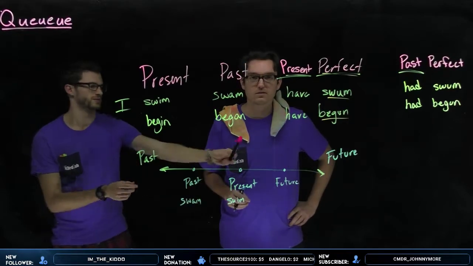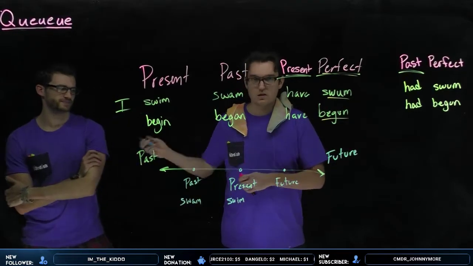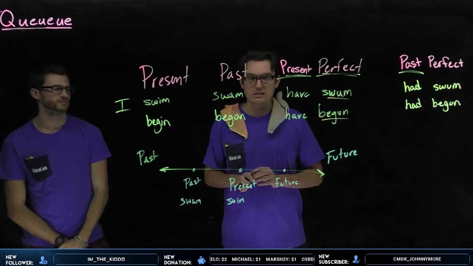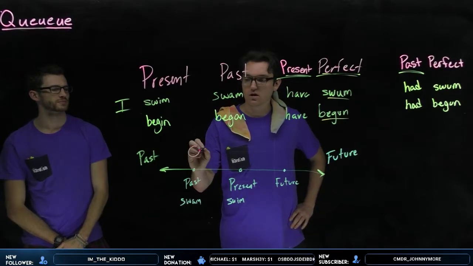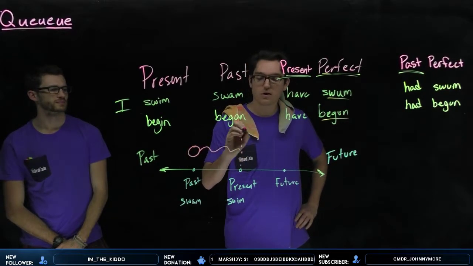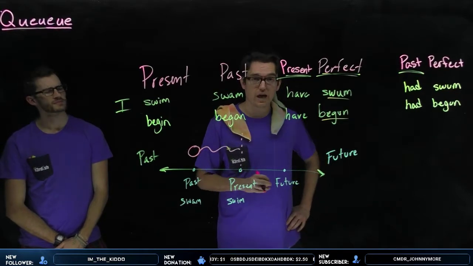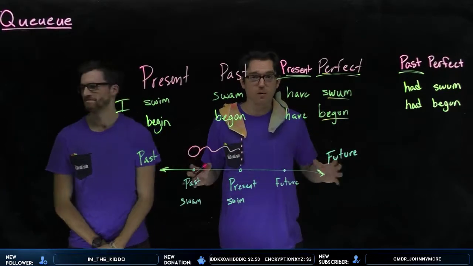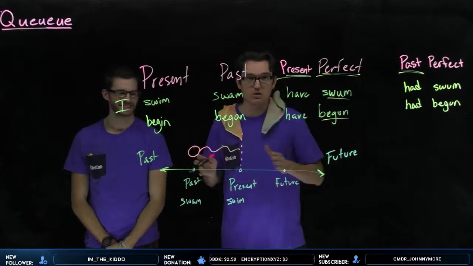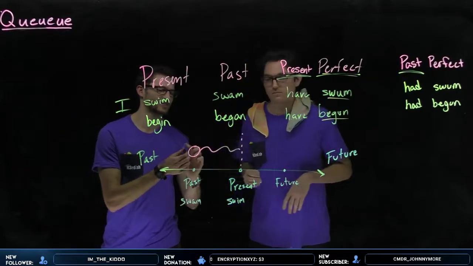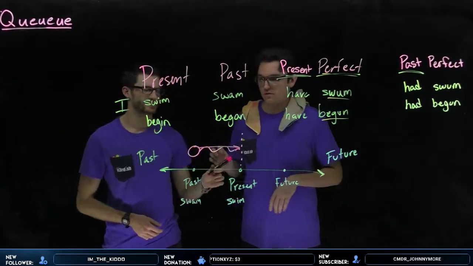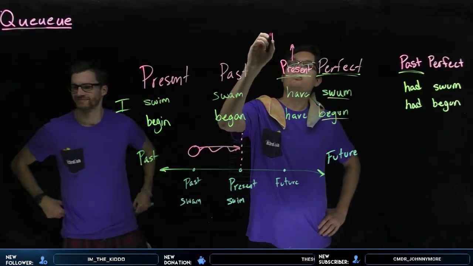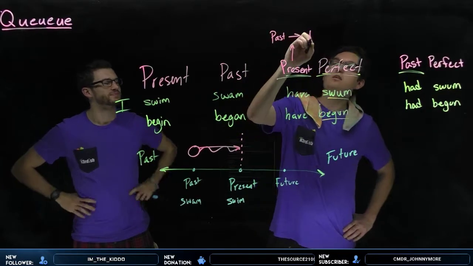Then there's the perfect tense. We'll start with the present perfect. The present perfect implies that something started in the past but continues up until the present. For instance, ever since I was a young lad, I have swum the butterfly stroke. So I have swum means I started swimming in the past and I'm still swimming it today. Let me give this guy a little arrow just to indicate that, to be clear that it's a directional symbol. So, present perfect starts in past and it continues until the present.